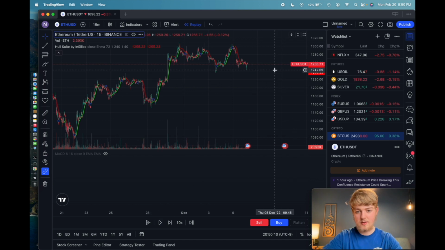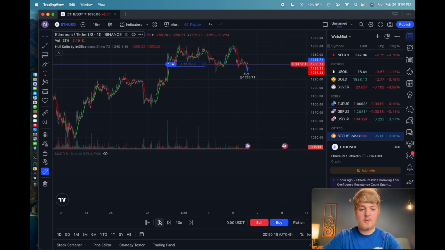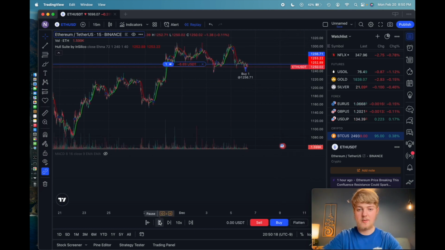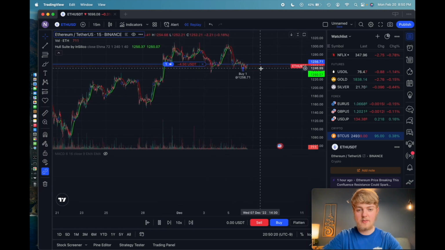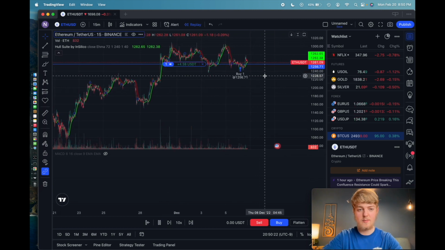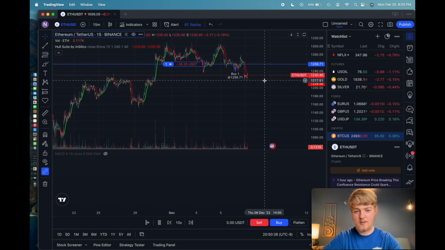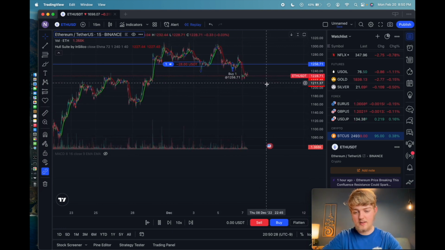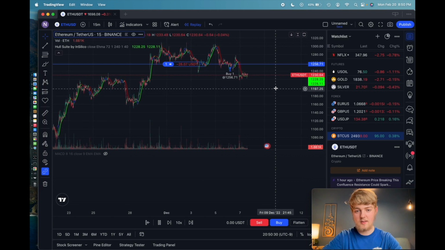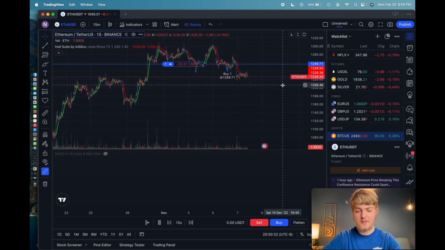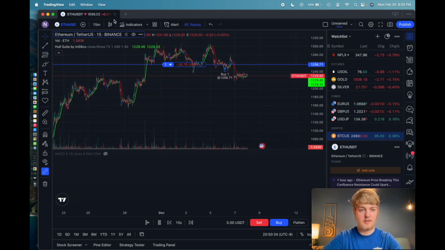Yeah, maybe enter right about there, like I said, 1245 or something like that. I'll click buy here now, and then see where this goes. So far, not so good, but let's hope for the best. I'm still on a 15-minute indicator. Haven't quite been stopped out yet, because that's down at 1170. And let's see where this thing goes.